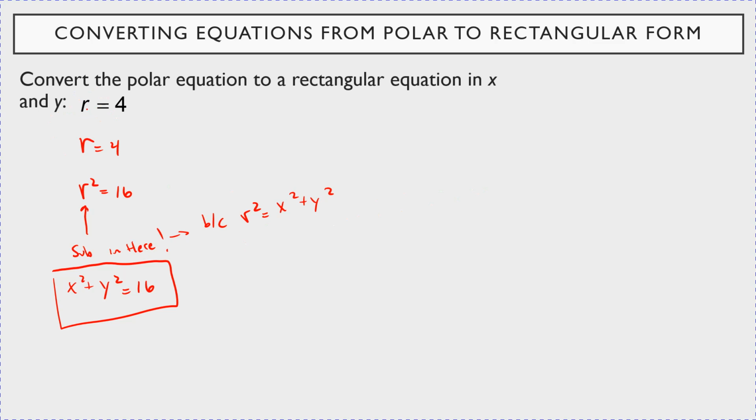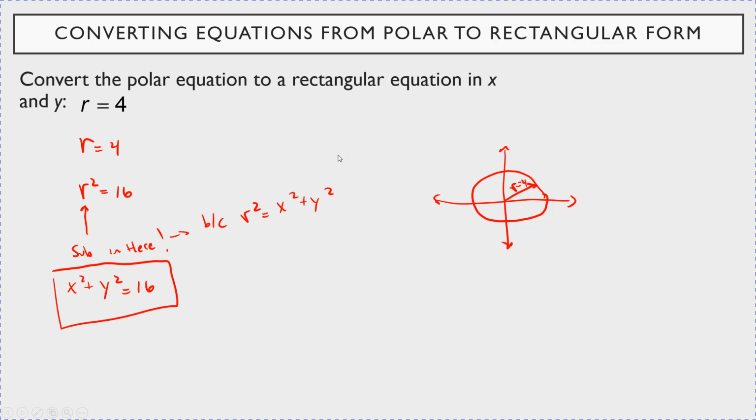And so look, what does the graph of r is equal to 4 look like? It's just a circle with radius 4. That's what it looks like here, okay? And you can see that here. We'll cover this when we talk about conic sections in a follow-up video, but this is just the equation of a circle centered at 0, 0 with radius 4.